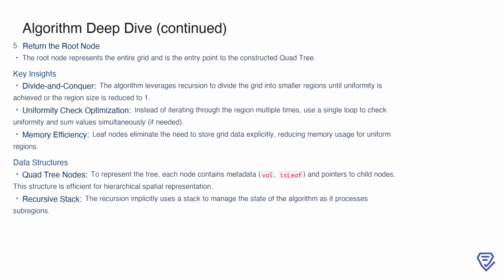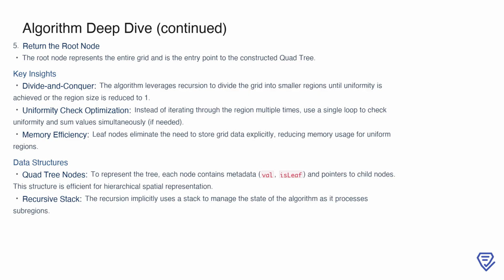To optimize the uniformity check, we can use a single loop to verify uniformity and compute additional metrics like the sum of values, if needed, to reduce redundant calculations. One major advantage of this approach is memory efficiency. By using leaf nodes to represent uniform regions, we avoid storing redundant data for large areas of the grid that have the same value. Additionally, the quad tree structure itself is efficient for representing hierarchical spatial data.